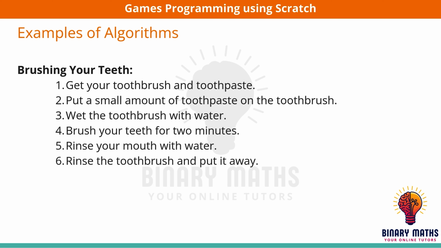This example shows how algorithms can be used in everyday life to complete tasks. They can be completed efficiently and correctly. Another example could be making a sandwich, such as taking 2 slices of bread, spreading peanut butter on one slice, spreading jelly on the other, then putting the slices together.